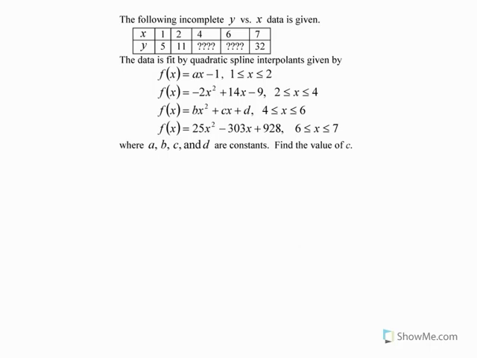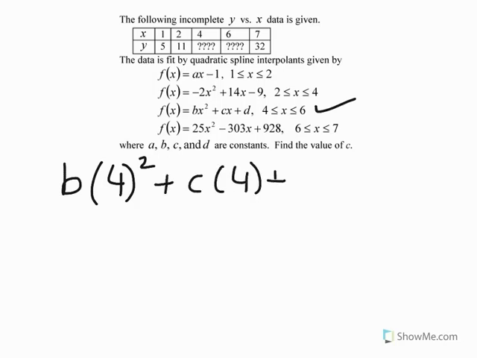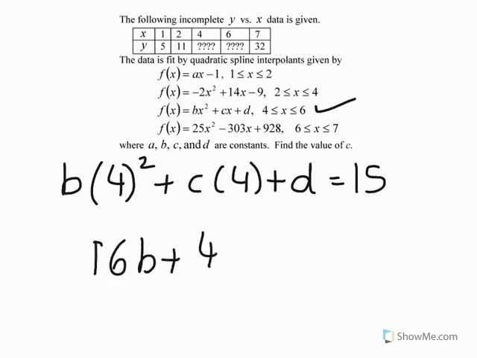So let's set up the other equation. The other equation is that at x equal to 4, the third spline, this particular spline, the value is equal to 15. So b times 4 squared plus c times 4 plus d is equal to 15, which gives me 16b plus 4c plus d is equal to 15. So that's my first equation.